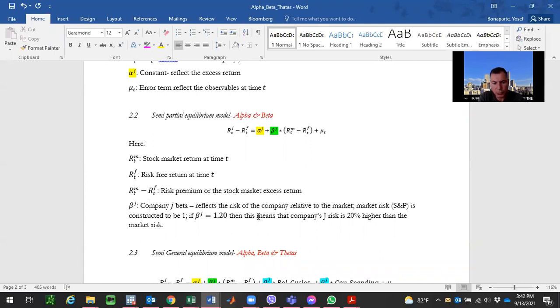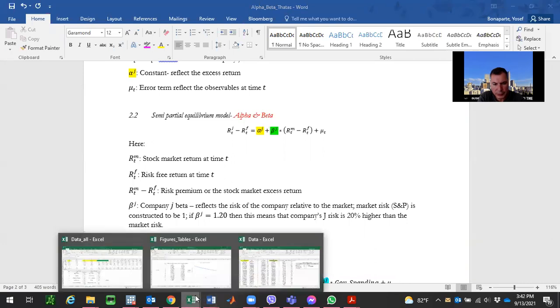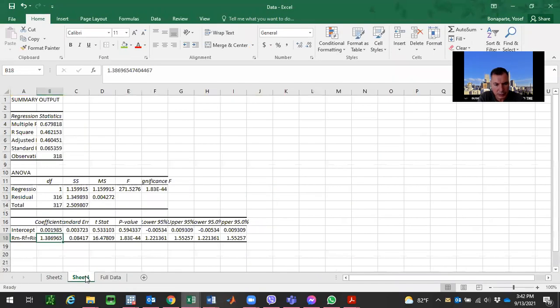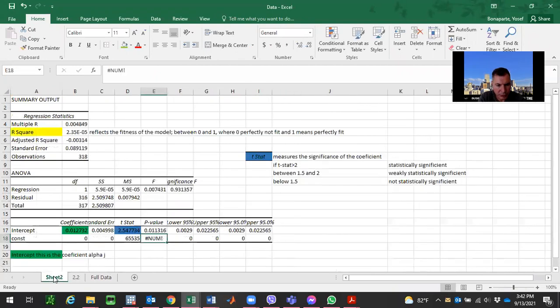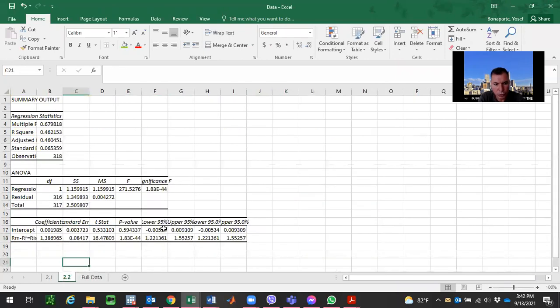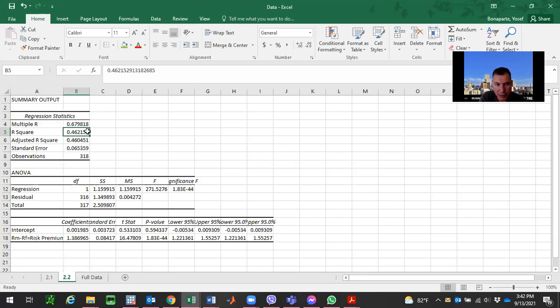All right, so now if you look at this, this is the 2.1 model, and this is the 2.2 model. Now look at the R square, it is 0.46. So R square now is higher, 0.46. That means the market explains almost 50% of the company's return. It's almost 46%, I should say, of company return.